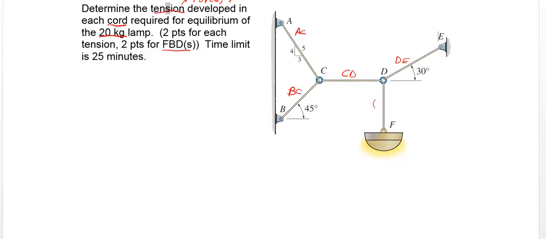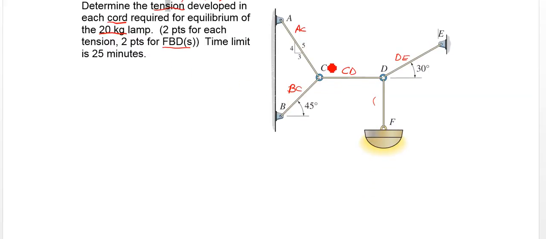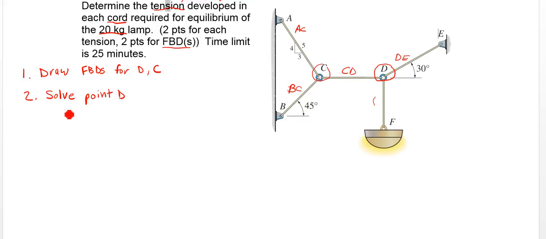One thing we know is if this is in equilibrium, both point C and point D are in equilibrium, right? So the whole rope lamp tension assembly is not moving, so that means both points D and C are not moving. So what's our approach? Approach: step 1, draw free body diagrams for each point, for D and C. Step 2, solve point D. We'll use 2 steps there.